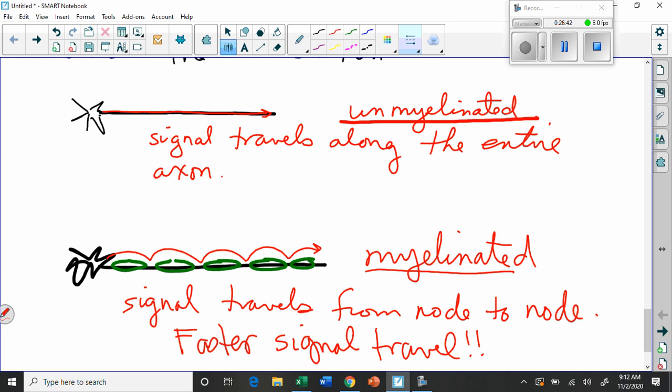And so we find these myelinated cells in places where the axons and the nerve cells themselves are quite long. There's a long chain of connection, and this is to speed up the process.